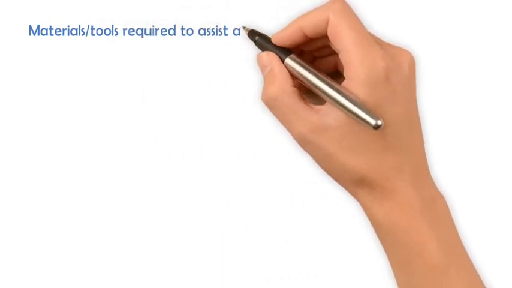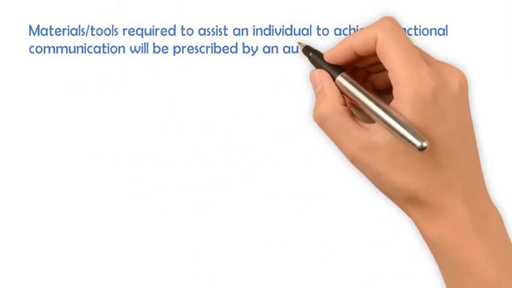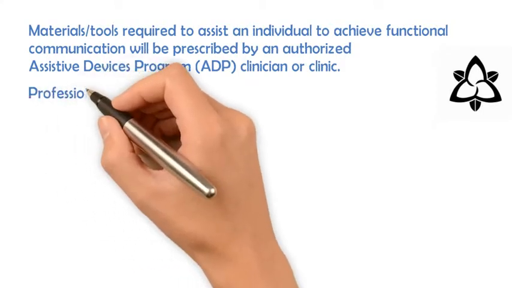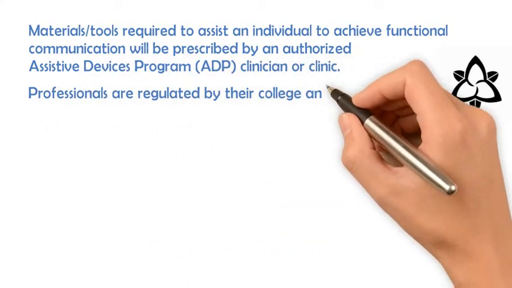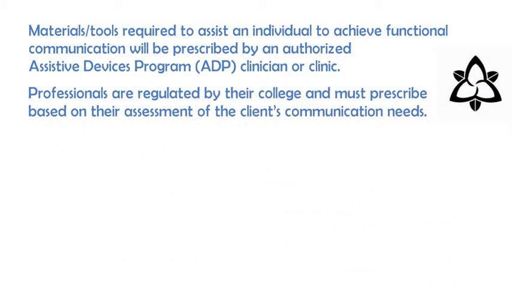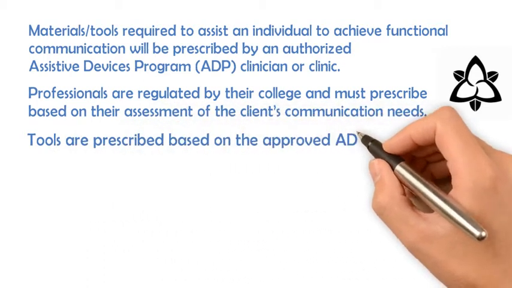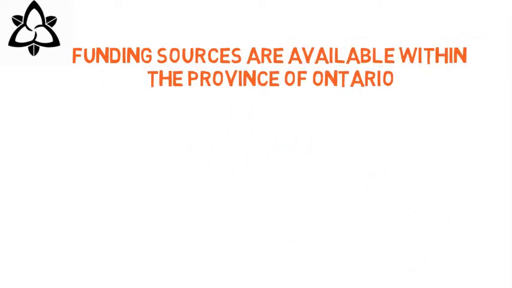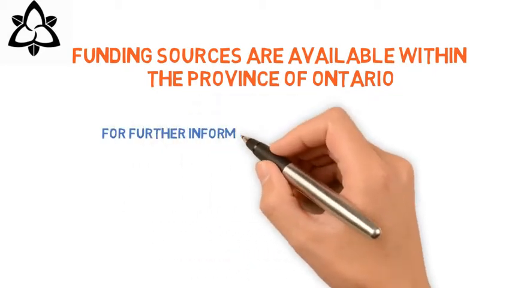Materials or tools required to assist an individual to achieve functional communication will be prescribed by an authorized Assistive Devices Program clinician or clinic. Professionals are regulated by their college and must prescribe based on their assessment of the client's communication needs. Tools are prescribed based on the approved ADP communication aids list. Funding sources are available within the province of Ontario. Some are based on household income. For example, Assistance for Children with Severe Disabilities, or ACSD funding.